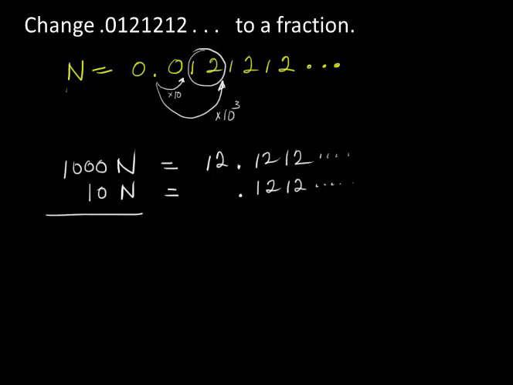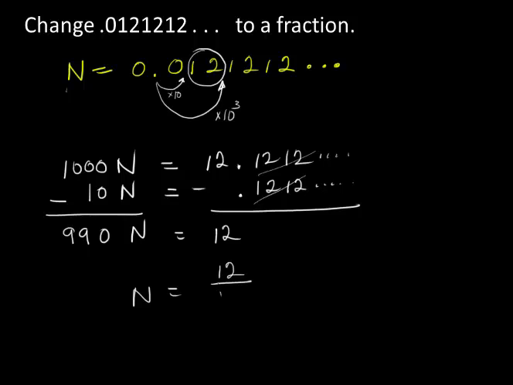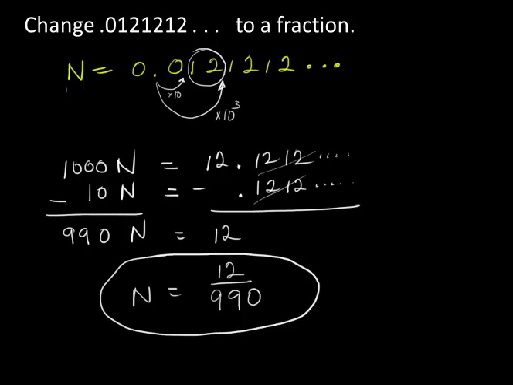And so when I subtract, how many n's do I have? 990n is equal to, and I subtract over here, all of the decimal part goes away, and I simply have 12. So n is equal to 12 over 990. And yes, you could reduce it, but you don't need to. I just want you to know how to take a repeating decimal, change it to a fraction. How to take a terminating decimal, change it to a fraction. And how to change a fraction to a decimal.